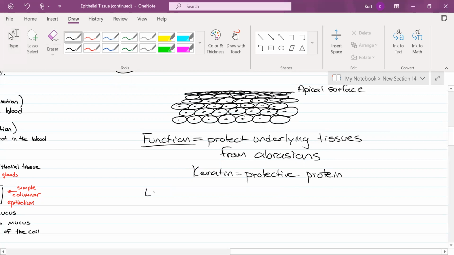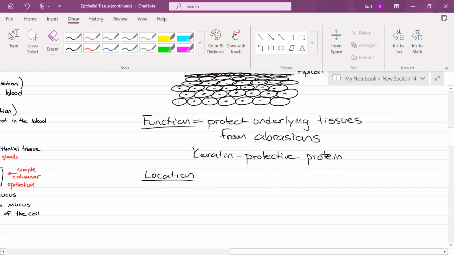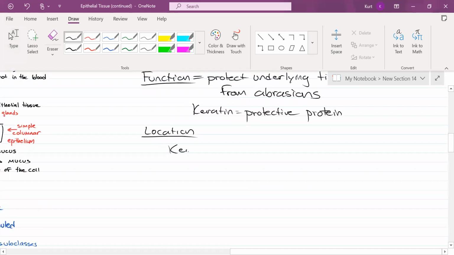So when we're talking about location, it depends. Are we talking about keratinized or non-keratinized? We'll do keratinized first.